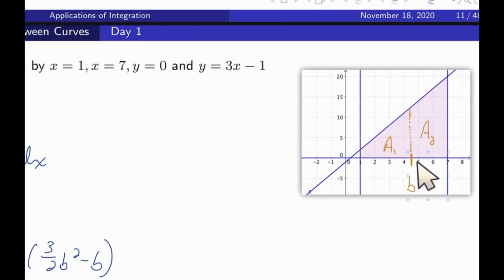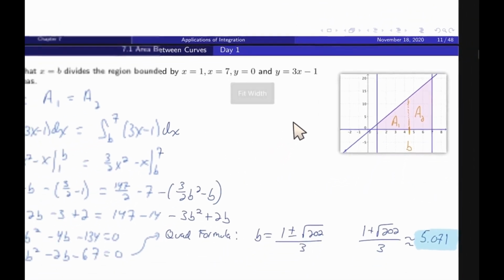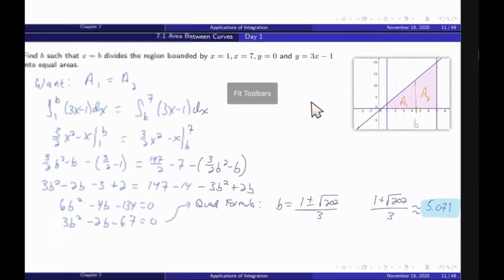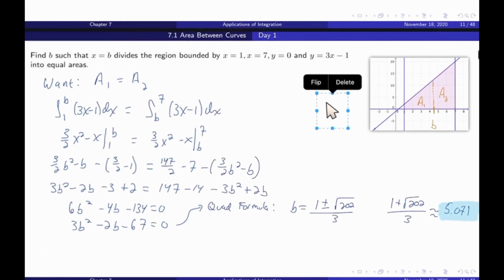We want to find a b location, and I'm just guessing. I don't know if it's between 4 and 5. A location where the area to the left and the area to the right are the same. So if I want the two areas to be the same, then the part that I don't know is the x-coordinate where I shift from one to the other. So I'm going to go from 1 to b under that straight line, and I want that to equal b to 7 under that straight line.